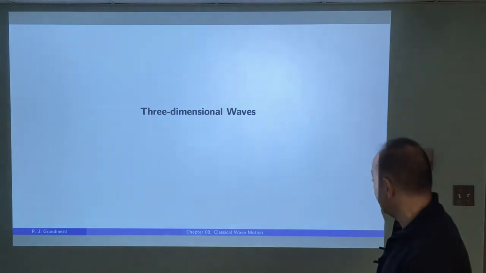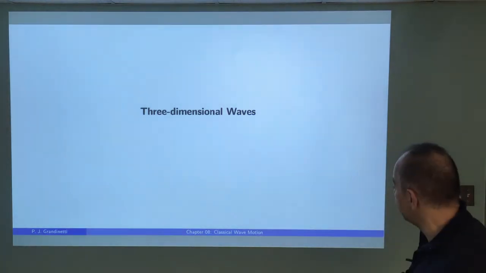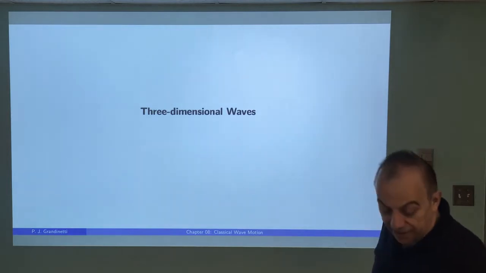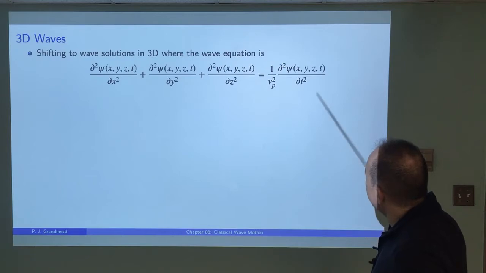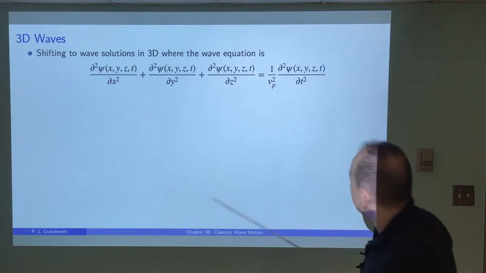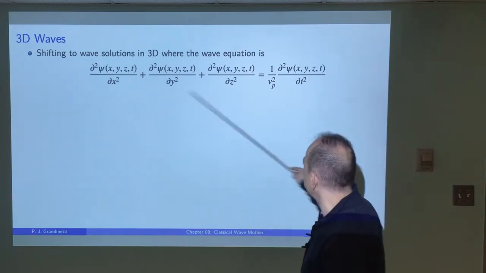Welcome back to Chem 4300. In this video, we're going to finish up Chapter 8 on classical wave motion, and now we're going to turn our attention to 3D waves. So written in terms of Cartesian coordinates, the 3D wave equation looks like this.